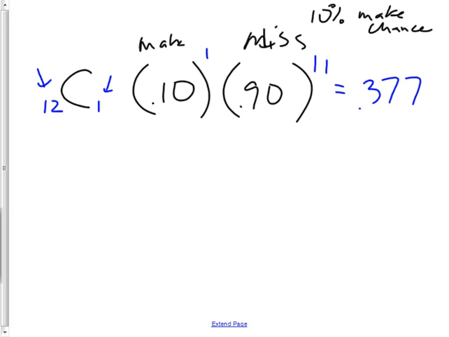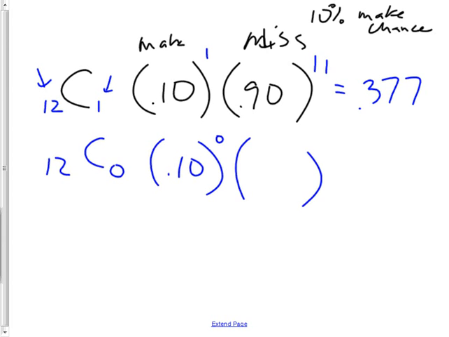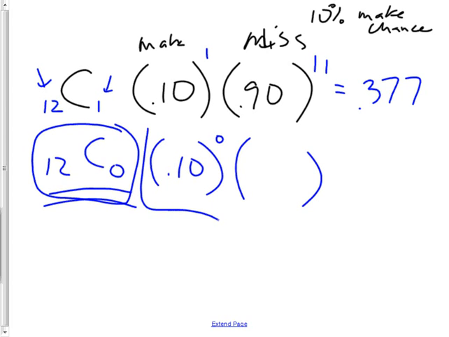All right, let's go for 0. 12C0, what now? 0.1 to the 0 where I make 0. How many of those do I have? 0 makes. And anything to the 0 power, can't you just make that 1? And how about this? What do you think 12C0 is? You'd think it was 0, but then the answer would be 0 because it would be 0 times everything. It's 1, because anything to the 0 power is defined as 1. So that's 1 times how many misses? 12.